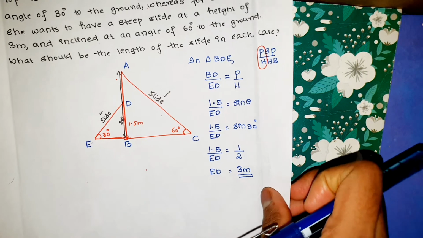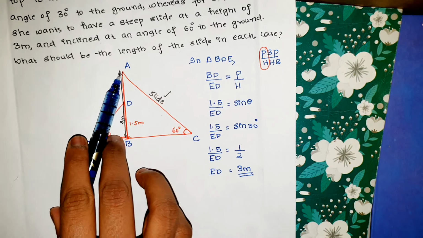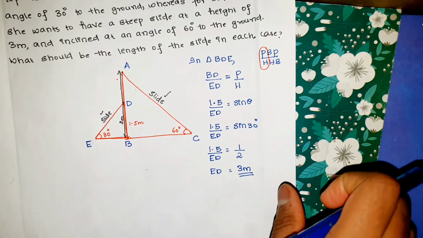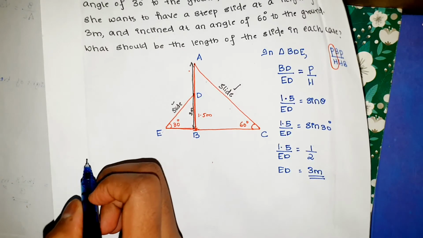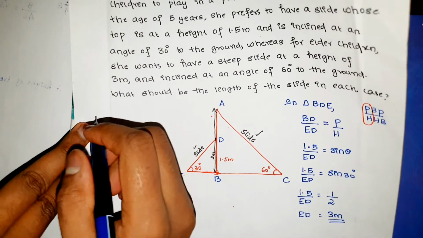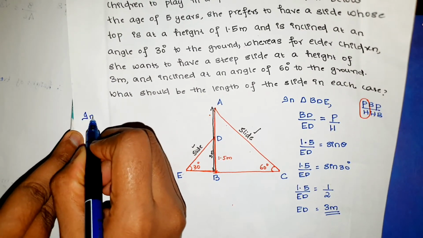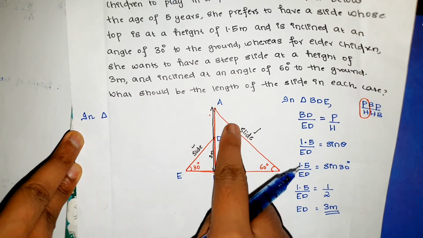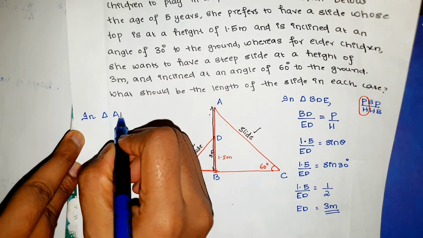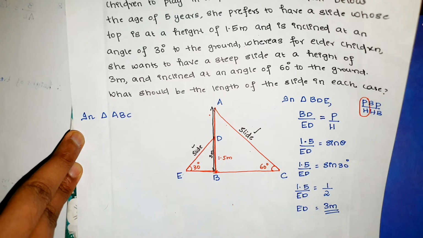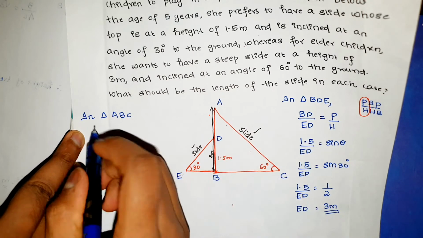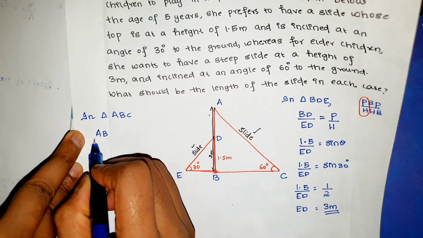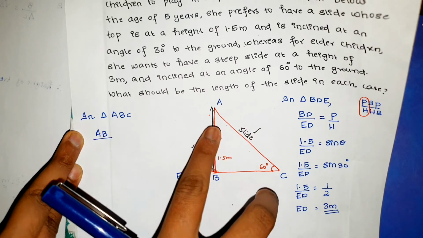Okay, so next we have to find AC. For that we can take this big triangle. In triangle ABC, what is given? AB is given. AB is 3. And we have to find AC.